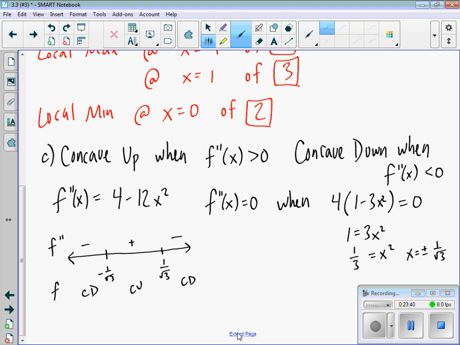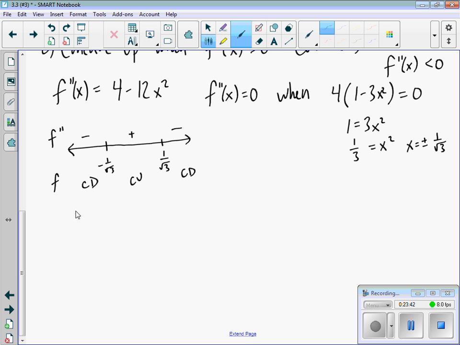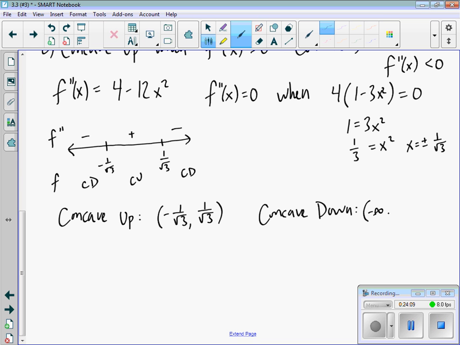So then to write our intervals here. It's concave up from negative 1 over square root of 3 to positive 1 over square root of 3. And then concave down from negative infinity to negative 1 over square root of 3, and then the other side of that.